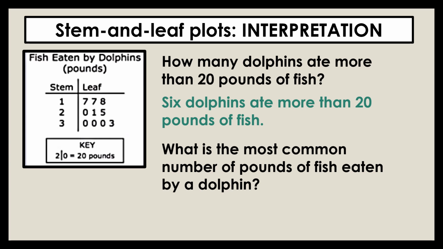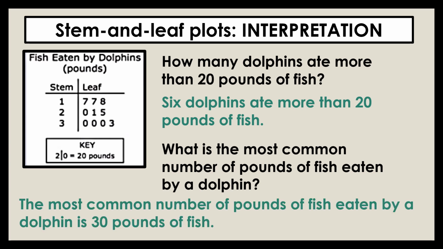What's the most common number of pounds of fish eaten by a dolphin? So we look on our chart and see which number is repeated more times than any other number. And the most common number of pounds of fish eaten by a dolphin is 30 pounds of fish.